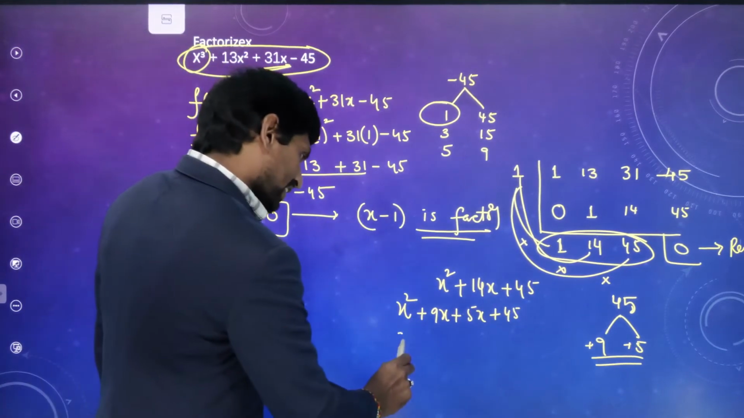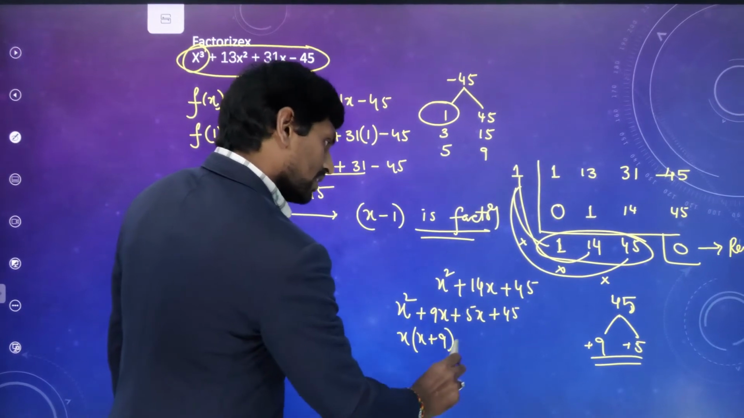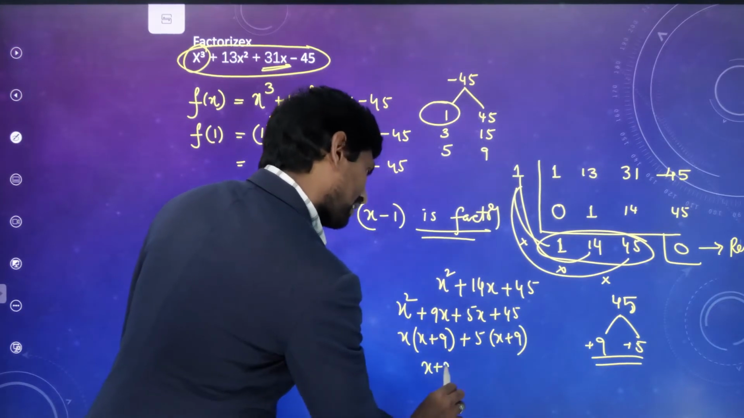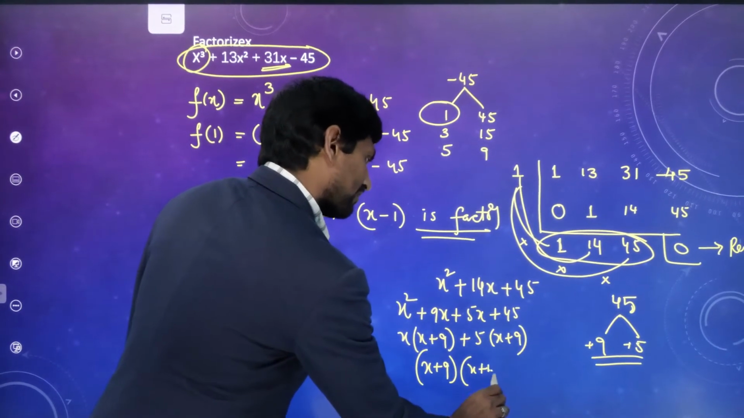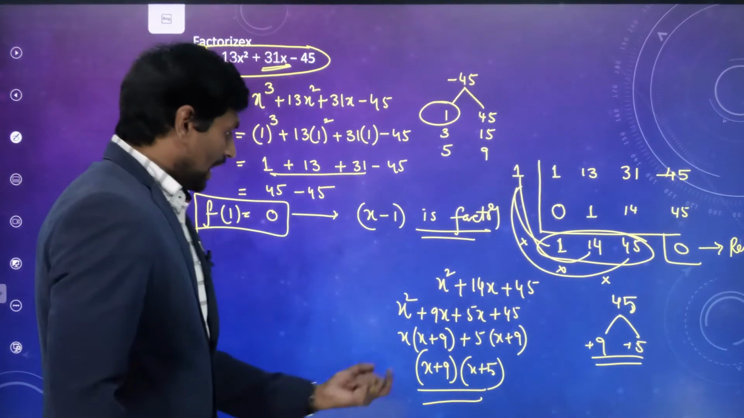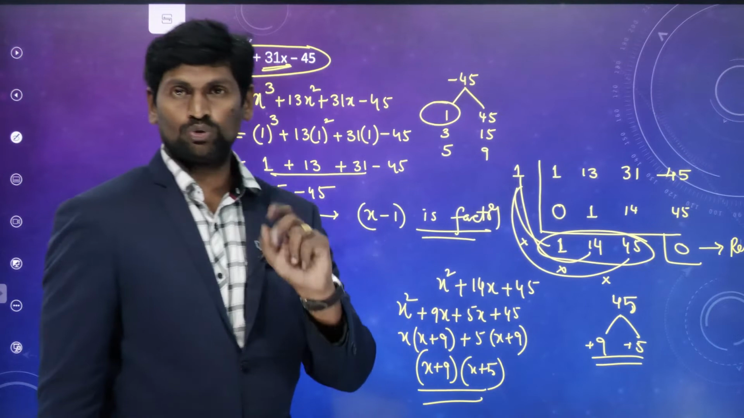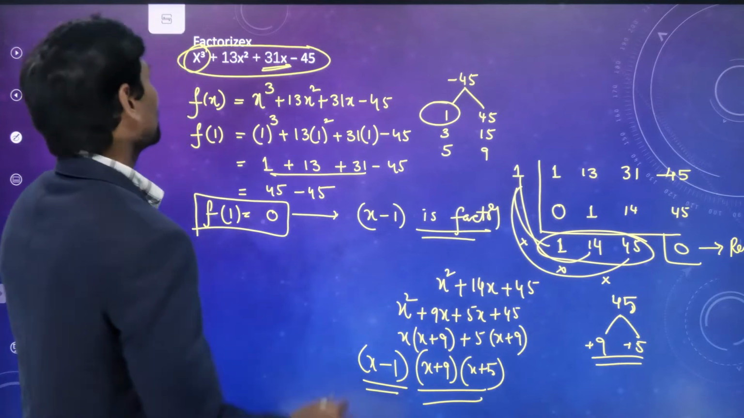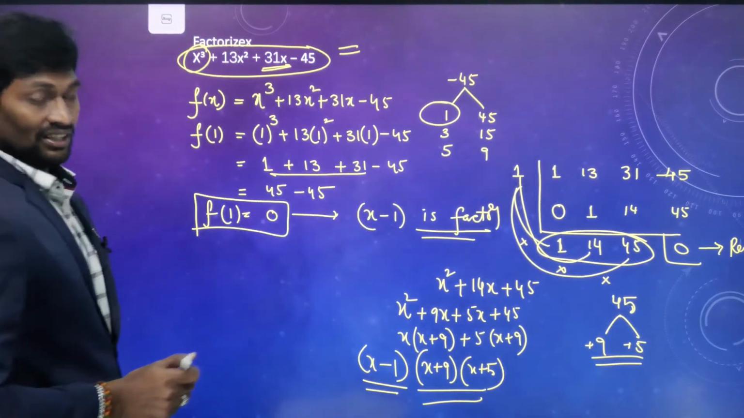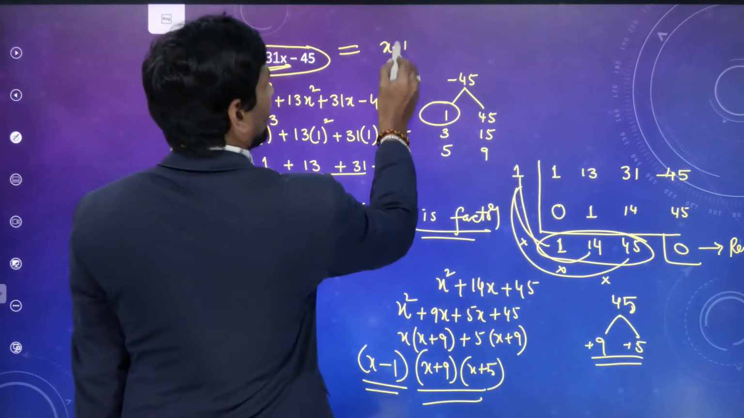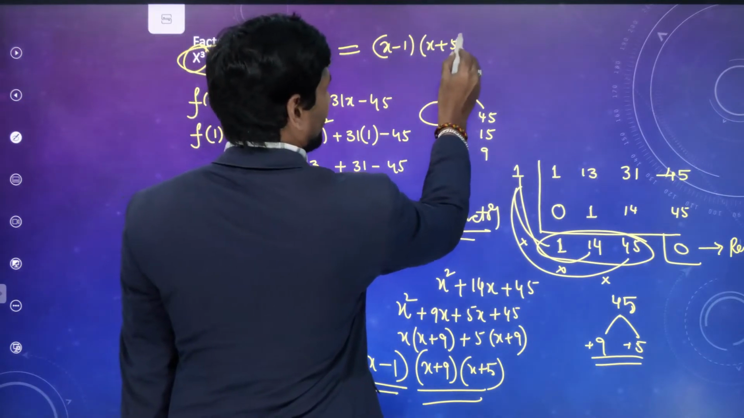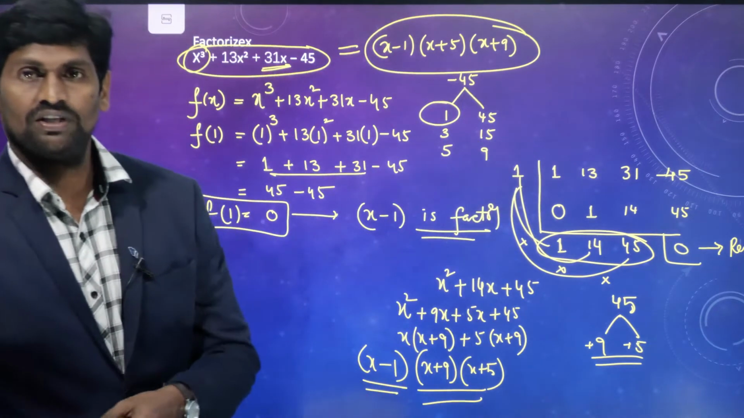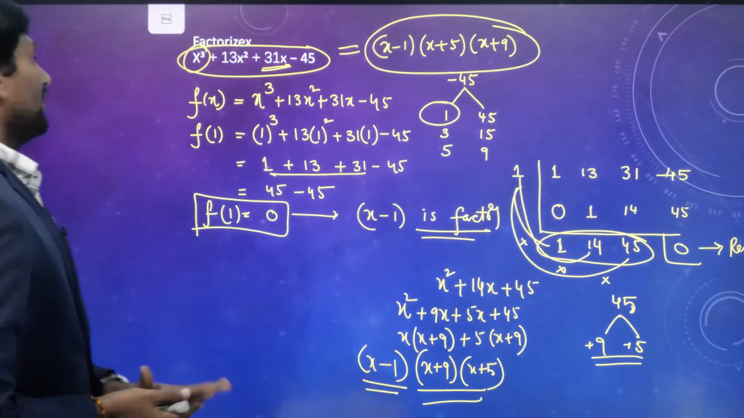Yeah, from the first 2 terms I can take x as common, and from the last 2 terms 5 common, then x plus 9 is the overall factor and x plus 5. So from this I got x plus 9 and x plus 5, 2 factors. Initially I got x minus 1 as a factor. So in total 3 factors. Therefore the given cubic polynomial can be expressed as x minus 1 into x plus 5 into x plus 9. This is the factorization of the cubic polynomial. Okay? Take a look once.